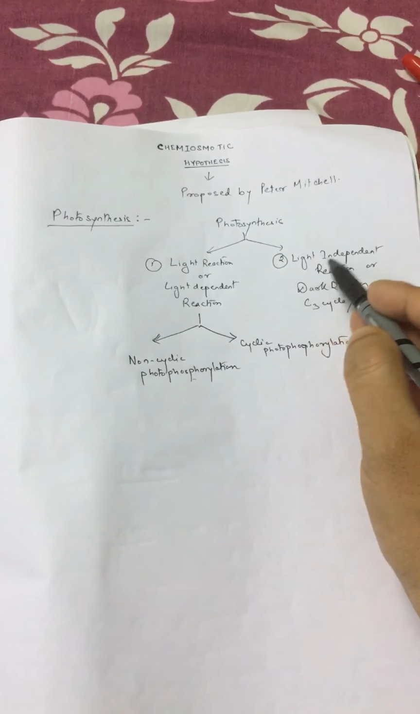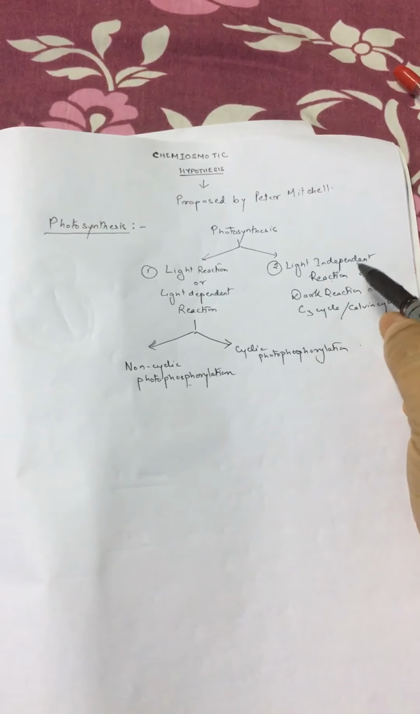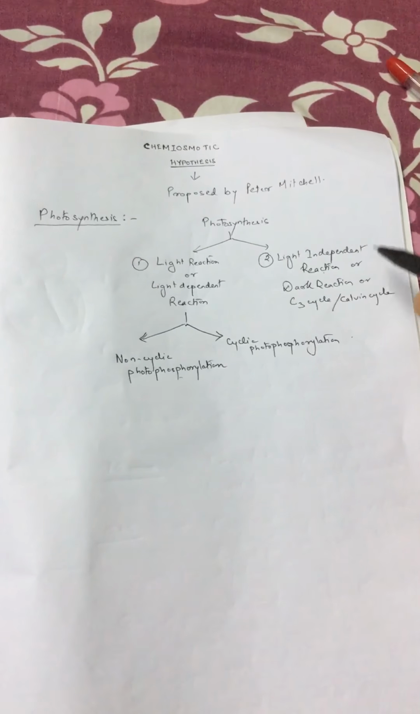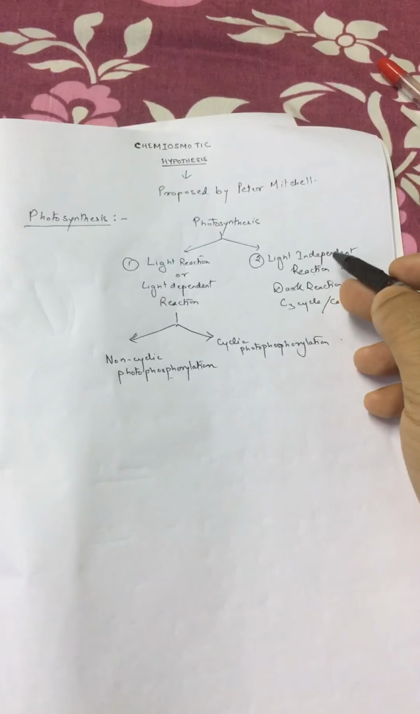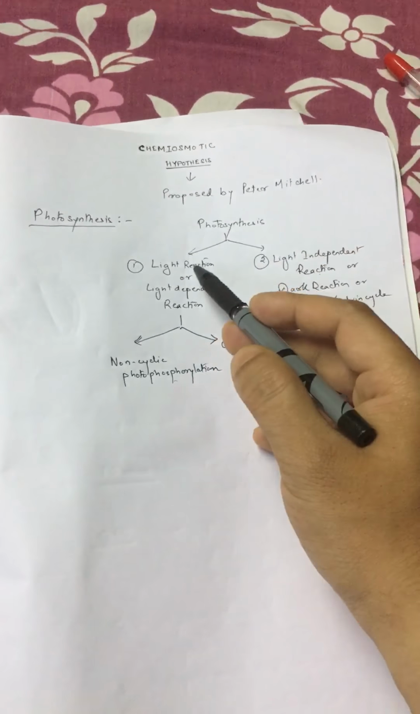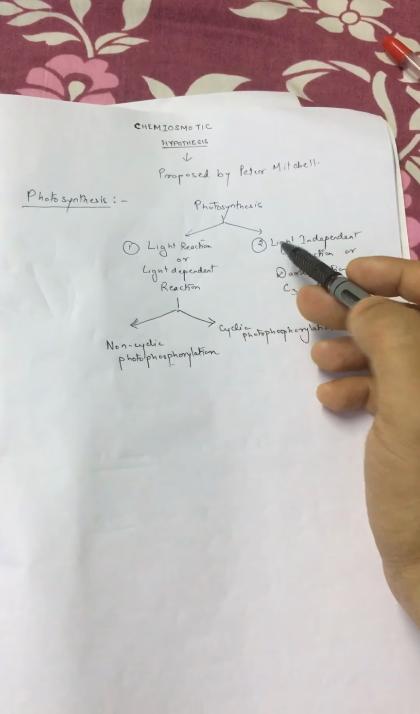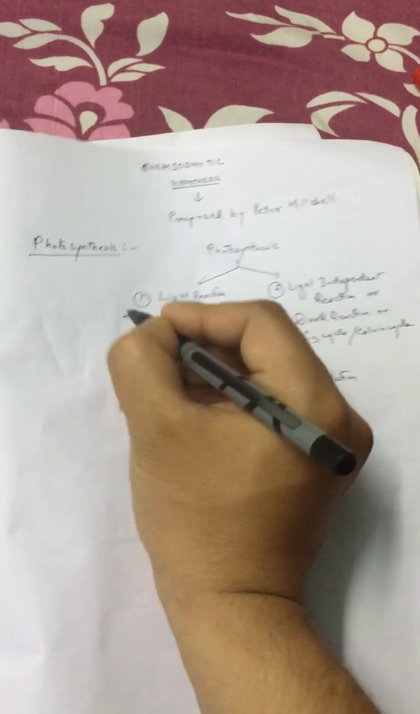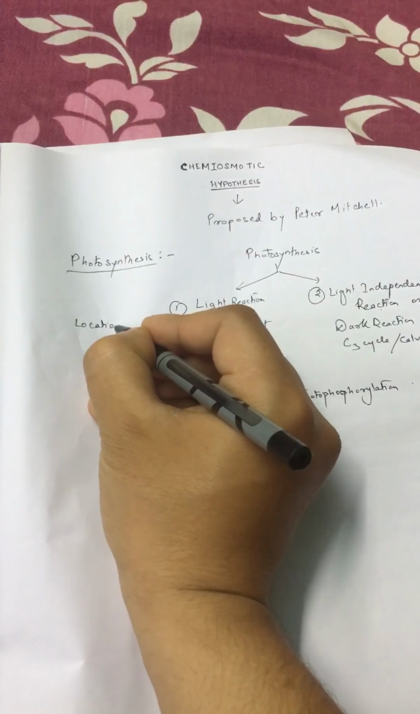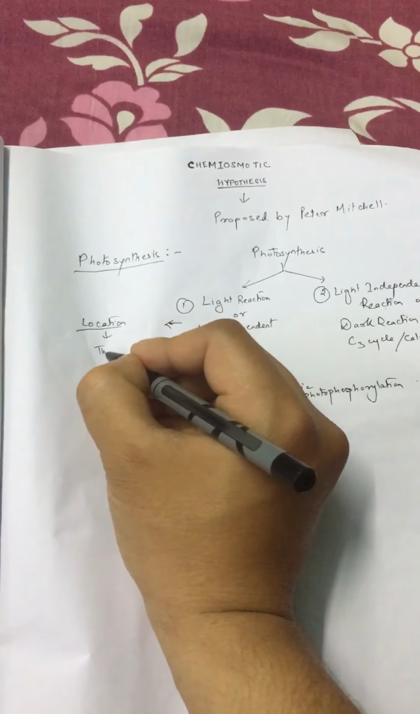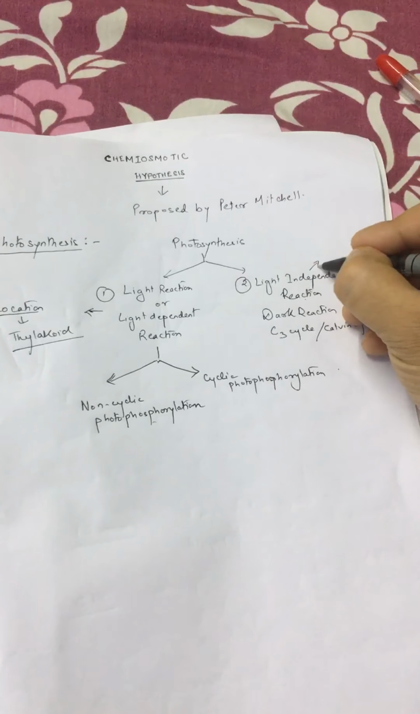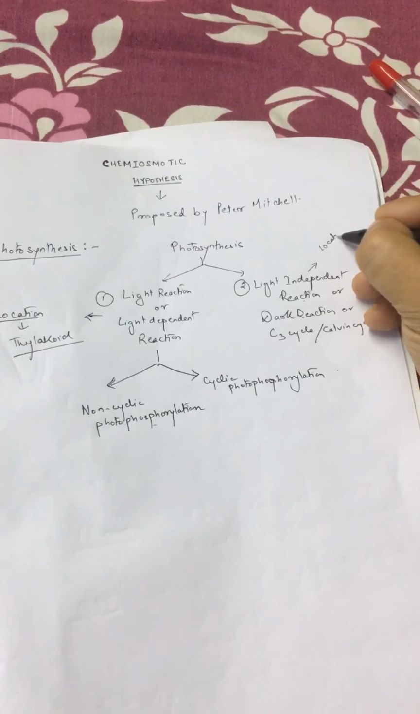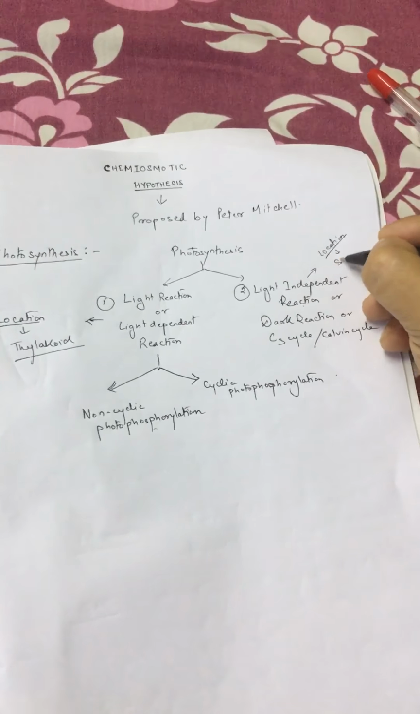And here I have written light independent reaction. It doesn't mean that it can take place only in the absence of light. It can take place both in the presence or in the absence of light. Therefore it is called light independent reaction, and the light reaction can only take place in the presence of light. Now the location where the light reaction takes place is the thylakoid. And the light independent reaction takes place in the stroma. Now what is thylakoid and what is stroma?